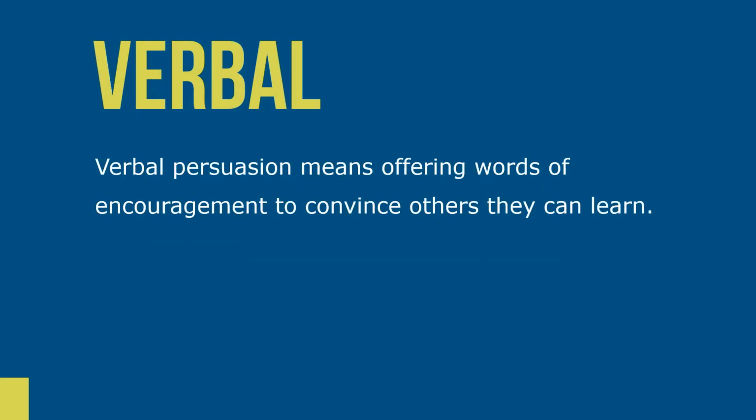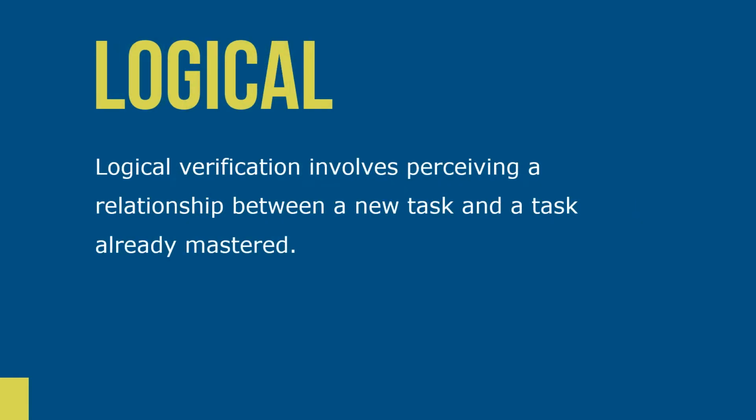Verbal persuasion means offering words of encouragement to convince others they can learn. Logical verification involves perceiving a relationship between a new task and a task already mastered. Trainers and managers can remind employees when they encounter learning difficulties that they've been successful at learning similar tasks.